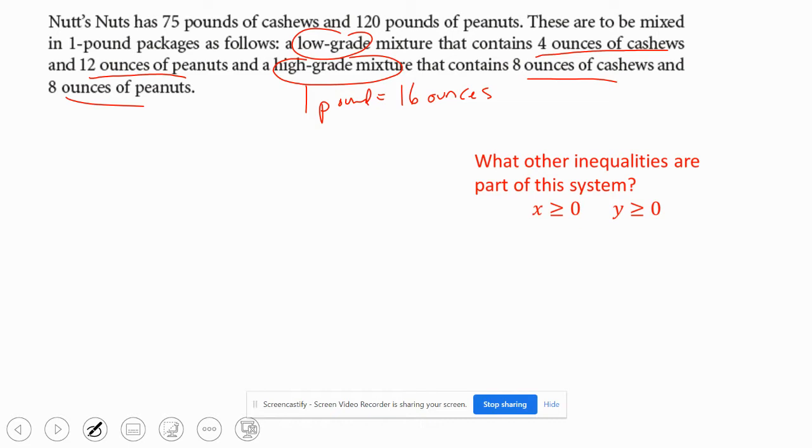And so we have a system, and we know these two are going to be part of the system. Any of the word problems with quantities, this is always true. You can't have negative pounds of cashews and peanuts. Okay, so we need to figure out what variables to use. What we know: we have 75 pounds of cashews and 120 pounds of peanuts. So we can't use more than 75 pounds of cashews, and we can't use more than 120 pounds of peanuts. So that's going to be less than or equal to.